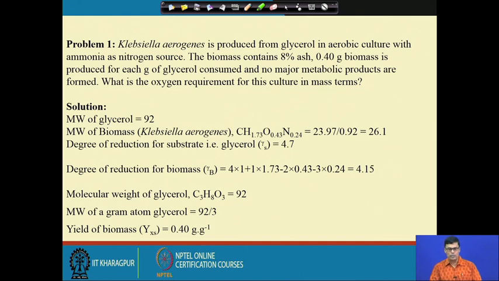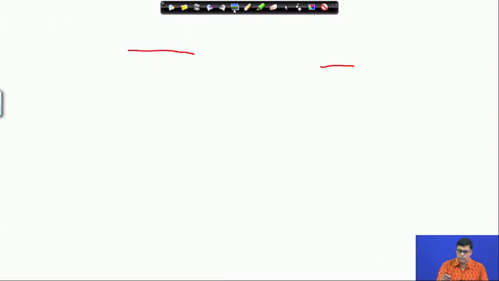So basically this equation deals with glycerol used as a carbon source for the production of biomass, and the biomass here is Klebsiella aerogenes, the cell mass. In this process we get 0.4 grams of biomass produced per gram of glycerol. Now the question is how we can solve this problem. Let us try this.